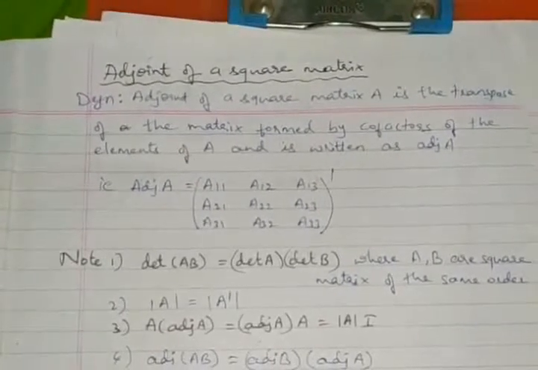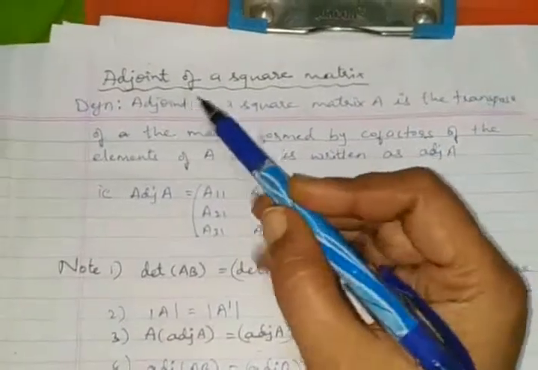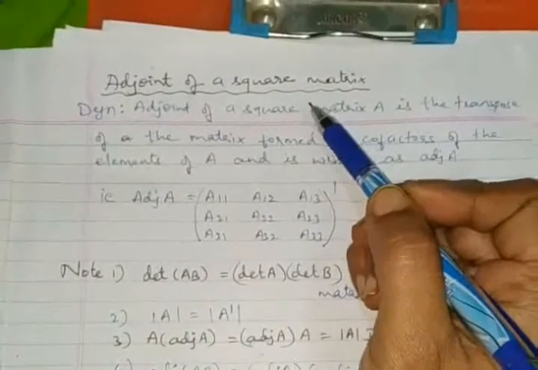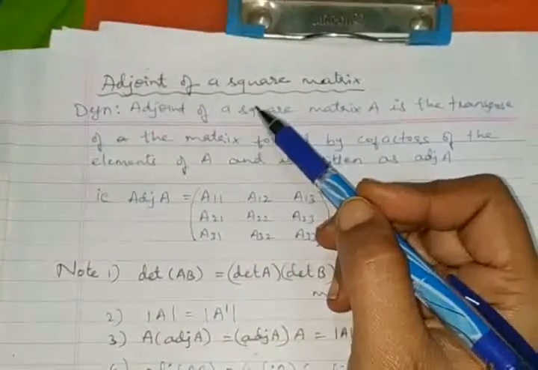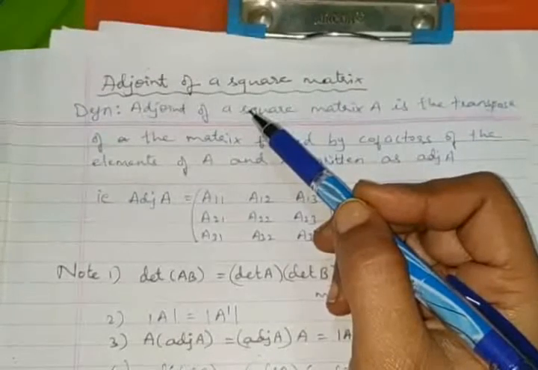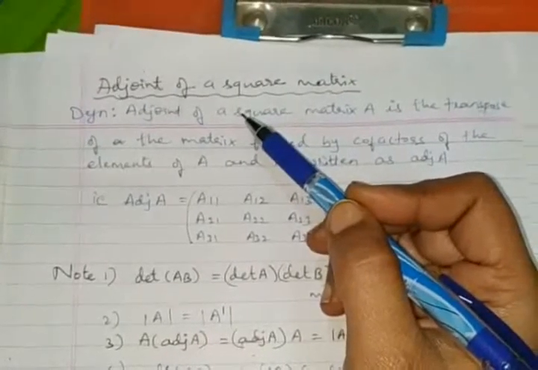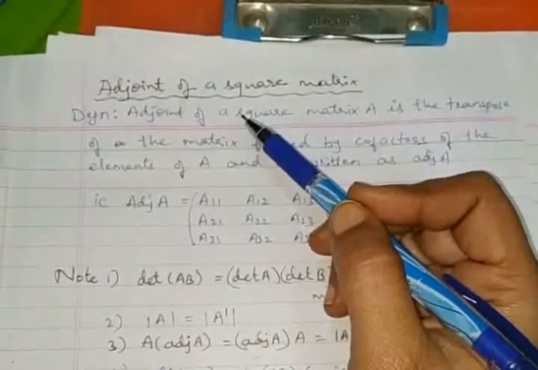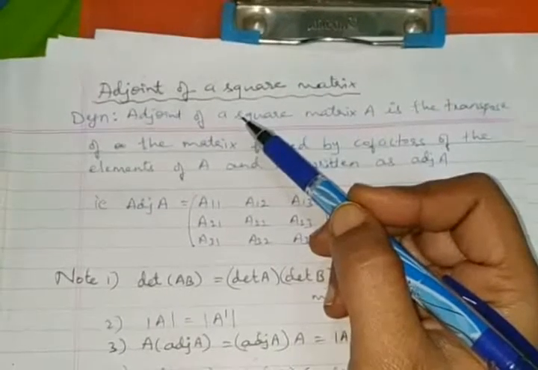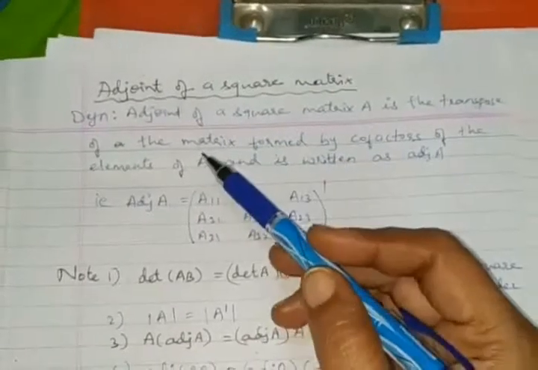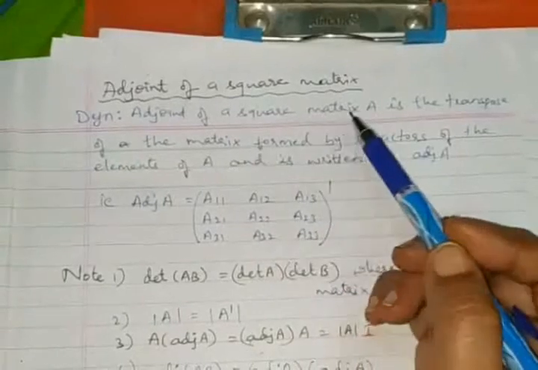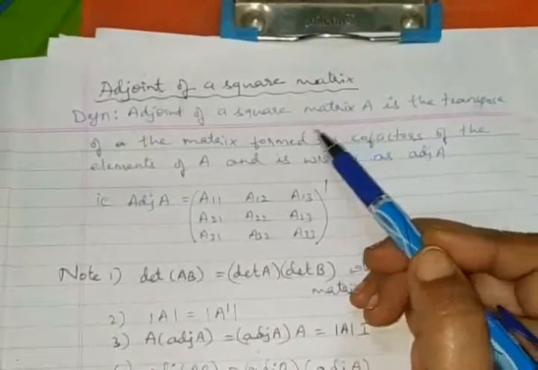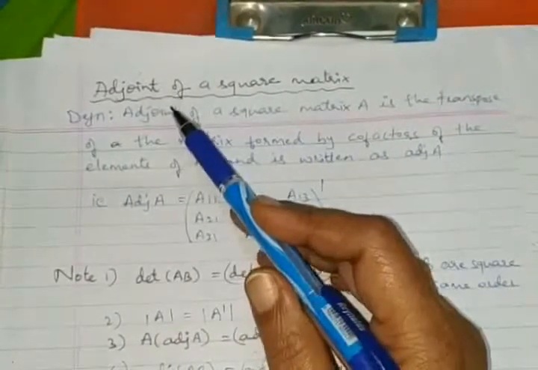So today we'll start with a new concept, that is the adjoint of a square matrix. How to find the adjoint. In the previous video I think I even showed it in the textbook. A simple clue I gave you: it's a transpose of the cofactor matrix. Got it? So to begin with, the definition part: adjoint of a square matrix A. That means it is once again a matrix only.